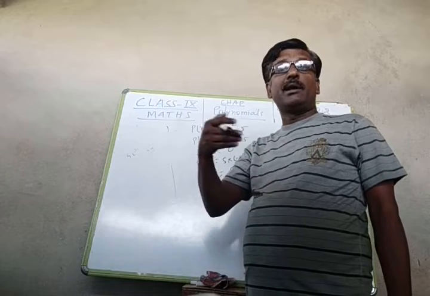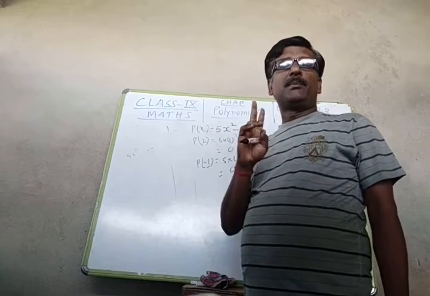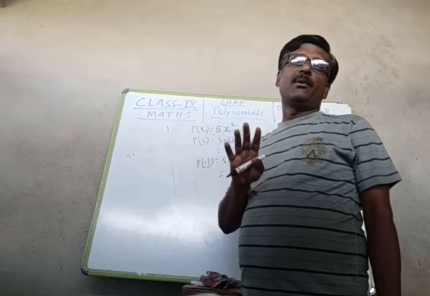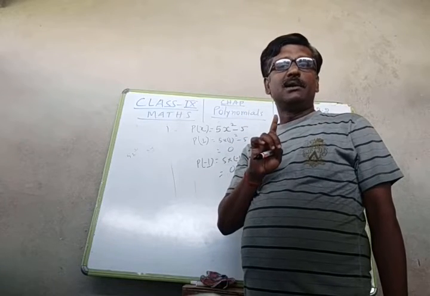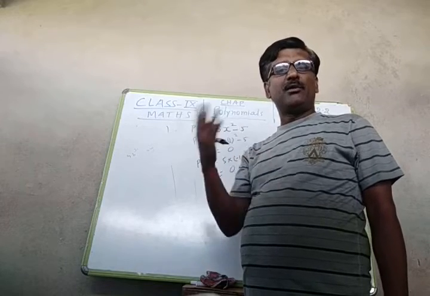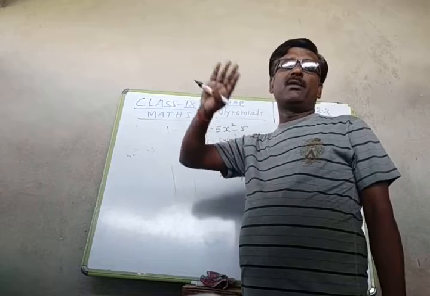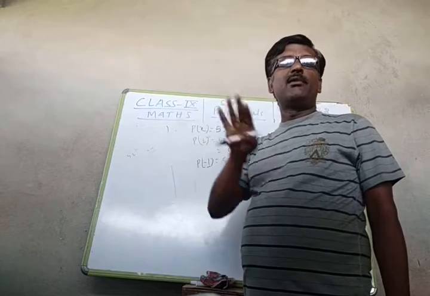If there is a quadratic polynomial, then that polynomial has exactly 2 zeros. If the polynomial is linear, then that polynomial will have exactly 1 zero. If cubic, then 3 zeros. Biquadratic, then 4 zeros. It means the number of zeros depends on its degree. The degree is equal to the number of zeros.